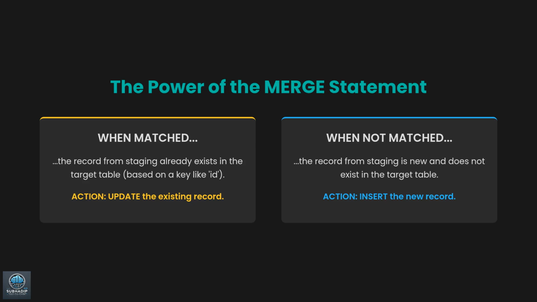Now for the magic. The merge statement is an incredibly powerful SQL command that lets you combine insert and update operations into a single atomic statement. It looks at each row in our staging table and compares it to the target table based on a unique key. If a match is found, it performs an update. If there's no match, it performs an insert.